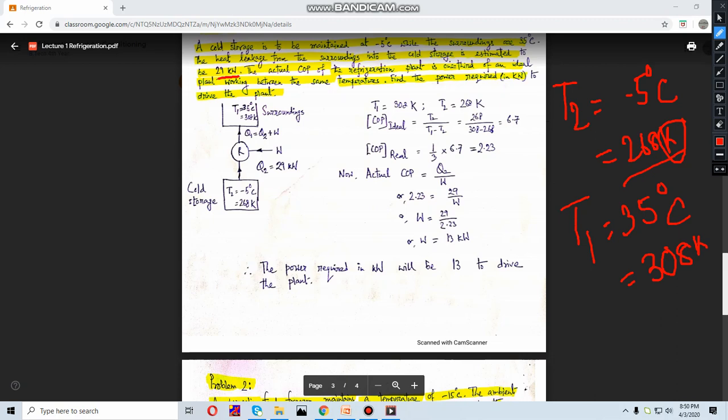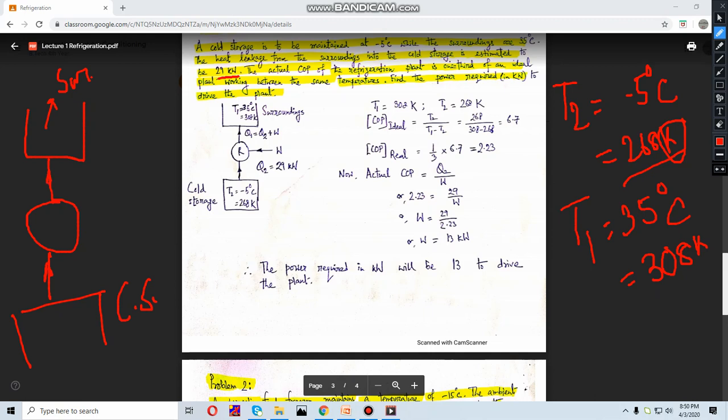Now the heat leakage from the surroundings into the cold storage. Say this is the cold storage, this is the surroundings, and this is the cold storage.